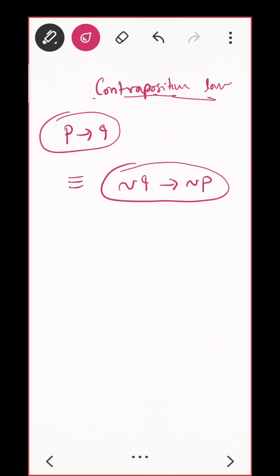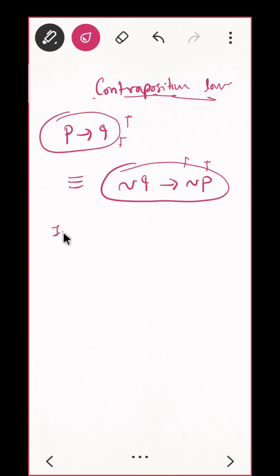Yes, both the statements are true. If P implies Q is true, then this will also be true. If this is false, this is also false. That means both statements are true actually. So let me give you an example.